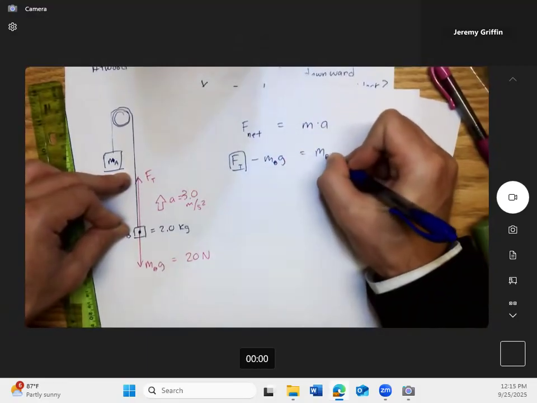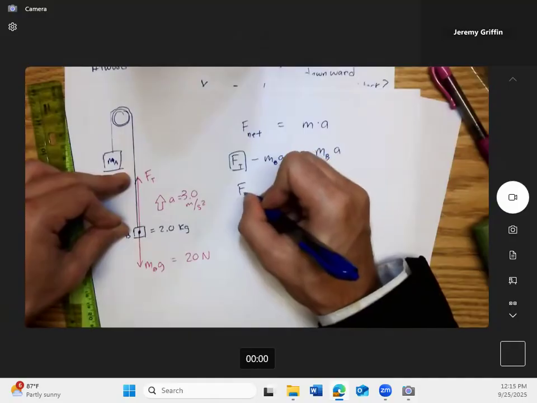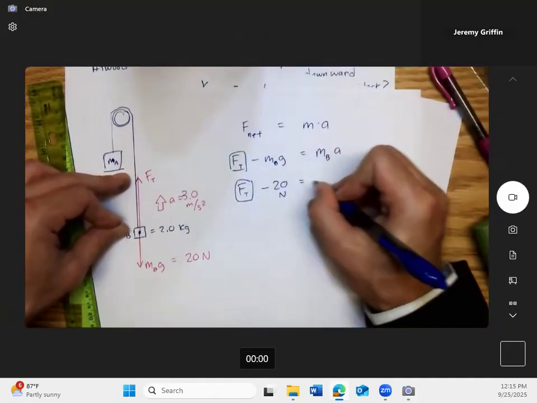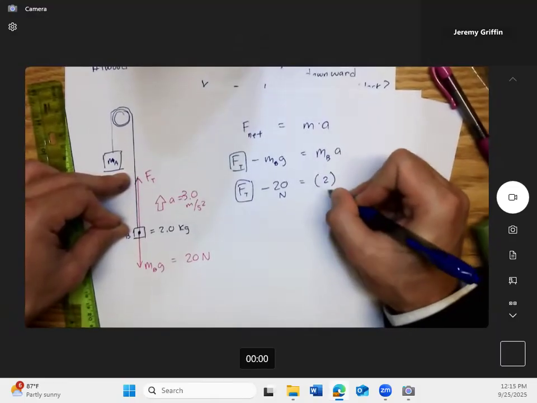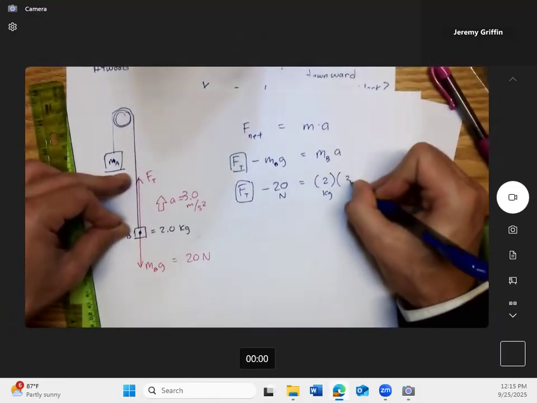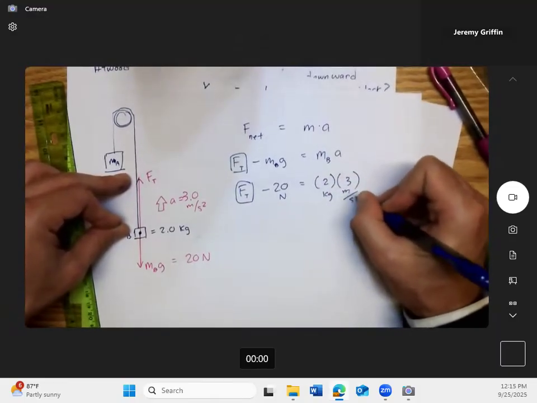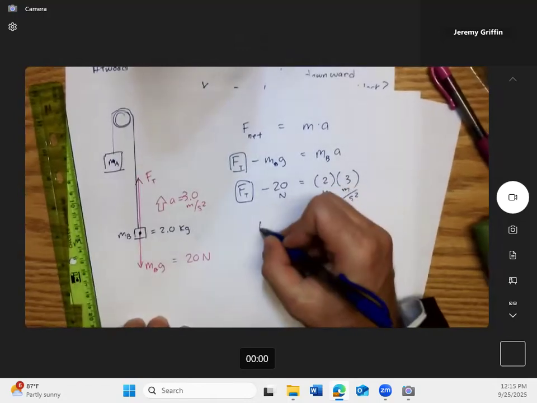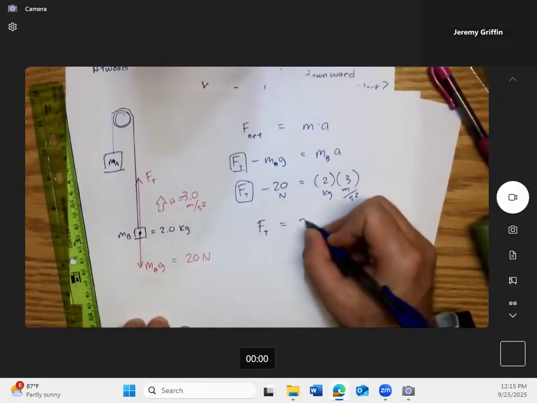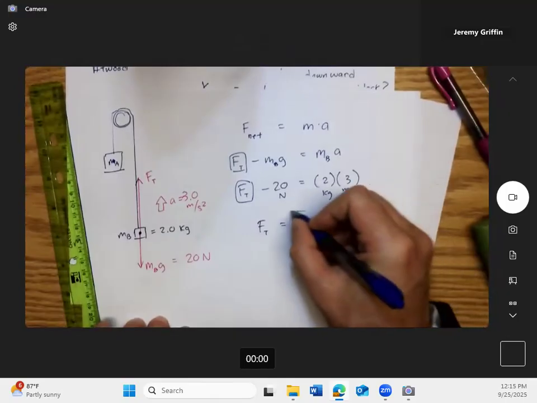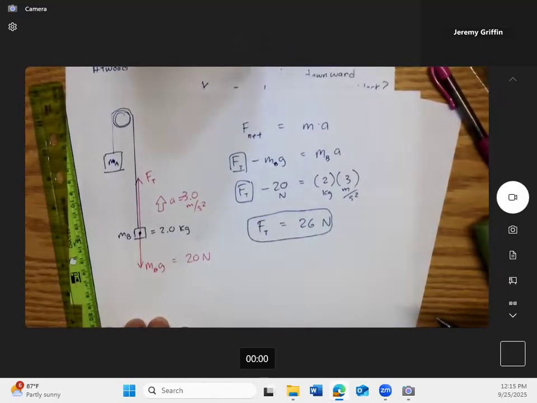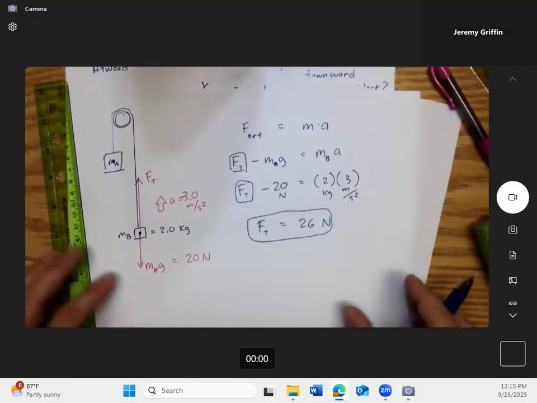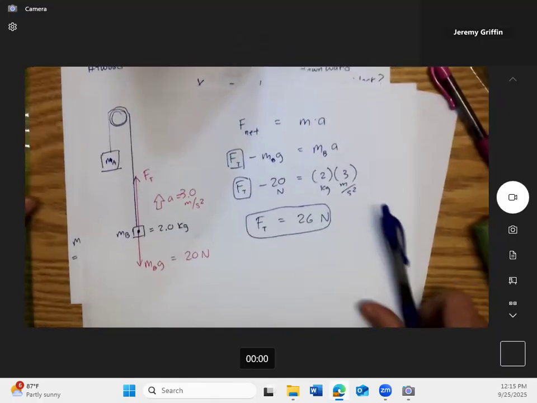Results in mass times acceleration. So the tension force we're solving for, minus 20 newtons, results in 2 kilograms accelerating up at 3 meters per second squared. Guys, what's 3 times 2? Plus 20? 26 newtons. Okay, so that's a 26 Newton tension in the string. You guys got that? Okay, now we can go find mass A.